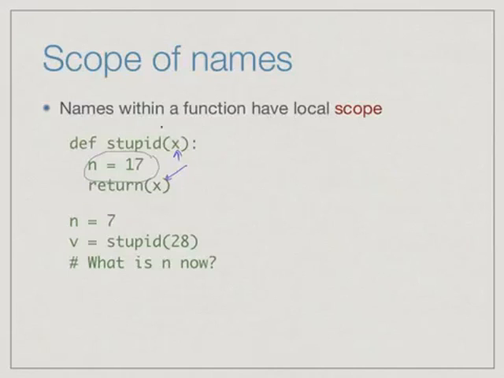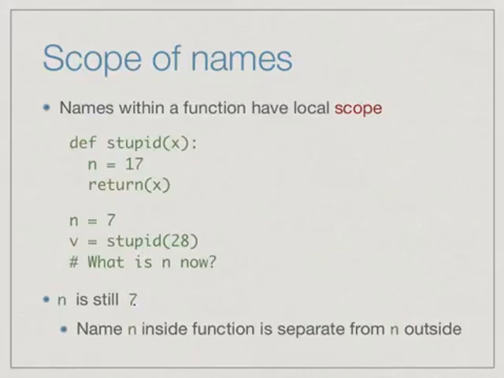Now suppose we had in our program outside a statement which assigned the value 7 to the name n. And then we call this function. Now obviously if we say stupid of 8, then v will become 28. The question is that while executing this, the function internally set n equal to 17. We have asked n to be 7, then we call this function, n became 17 inside the function. Is n 17 now or not? So the answer is that n is still 7.